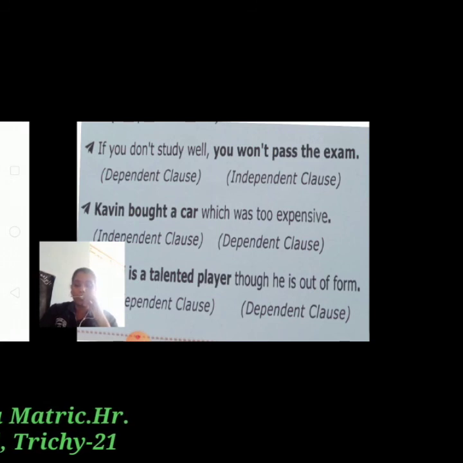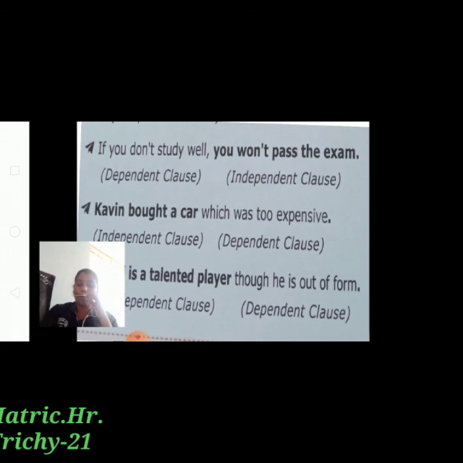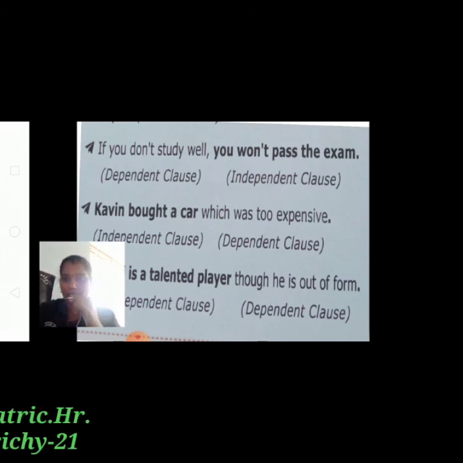You won't pass the exam is the independent clause. What are independent clauses? Independent clauses are also known as main clauses or complete sentences. You won't pass the exam. This sentence gives a complete meaning.